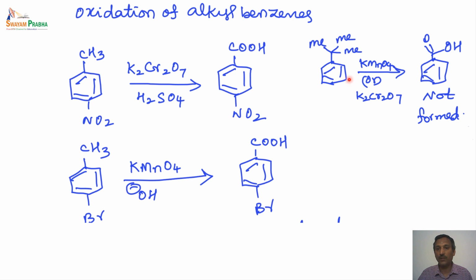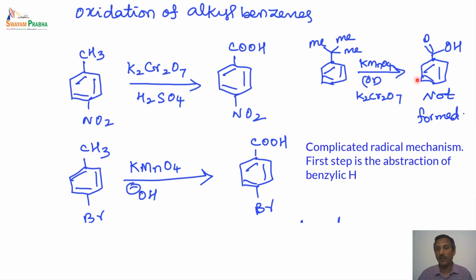Now, if we take this tertiary butyl benzene, this does not undergo oxidation to produce the corresponding carboxylic acid either on treatment with KMnO4 or potassium dichromate, either under acidic or basic conditions. We need to know why this oxidation does not take place.